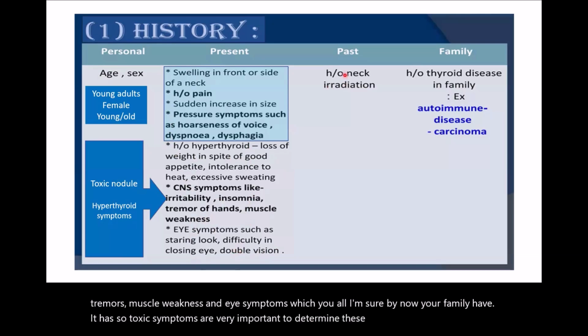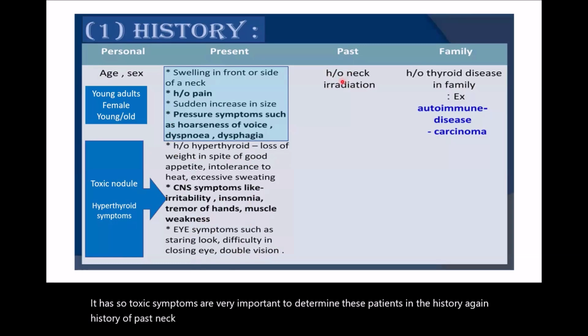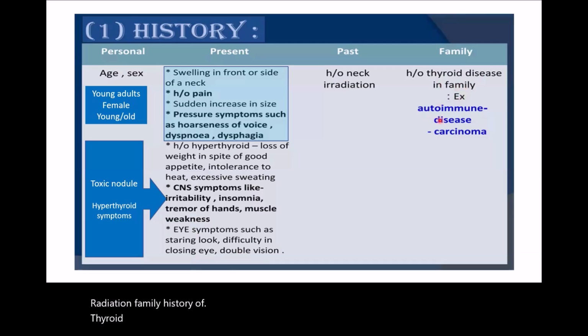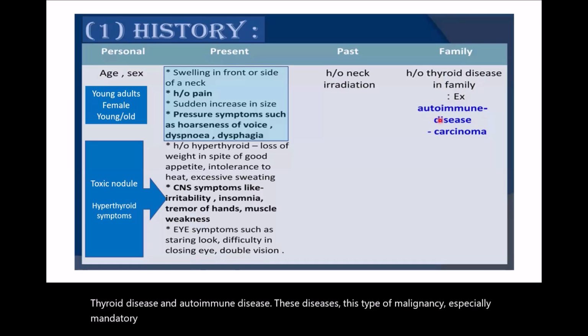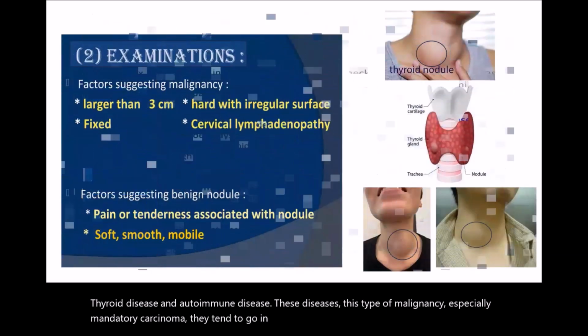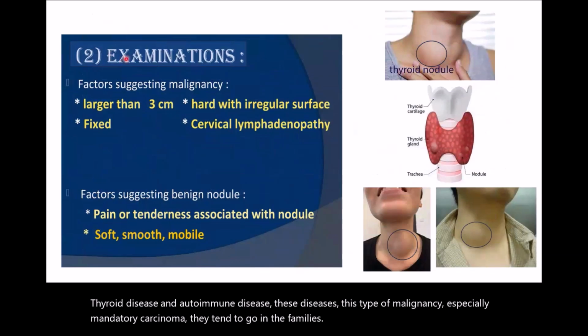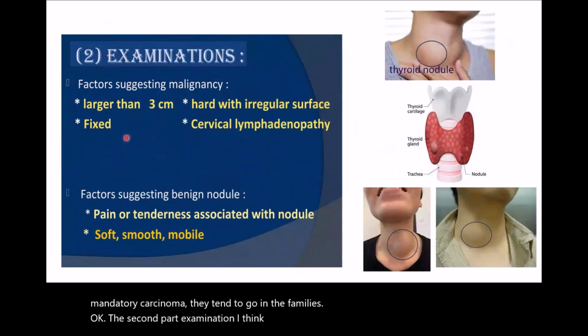In the history again, history of past neck radiation, especially childhood radiation, family history of thyroid disease and autoimmune disease. This type of malignancy, especially medullary carcinoma, tends to go in families. Okay, the second part, examination. I think I've gone through it in detail last week.